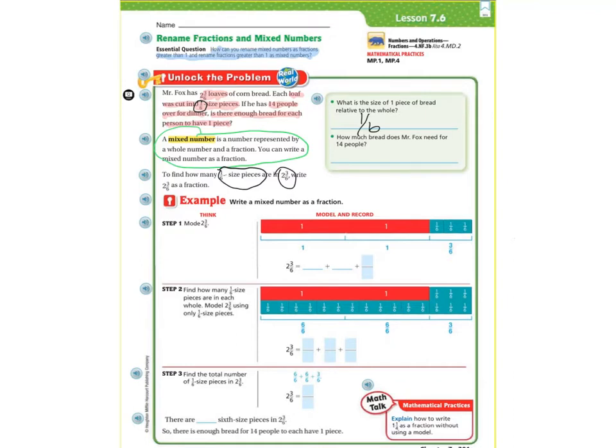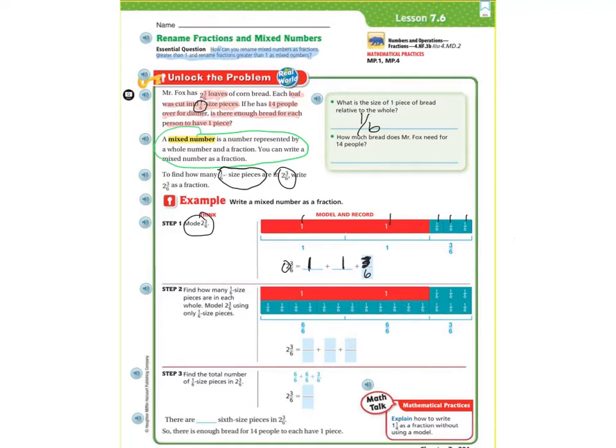Step 1, write a mixed number as a fraction. So we're going to model 2 3/6. Here we go. There's 1, 2, and then 1/6, 2/6, 3/6. Now, there's got to be a different way, right? So there's 1 and 1 and 3/6. That's pretty easy so far. Nothing really different. I just split my 2 into 1 and 1. Whatever, you know it's 3/6.